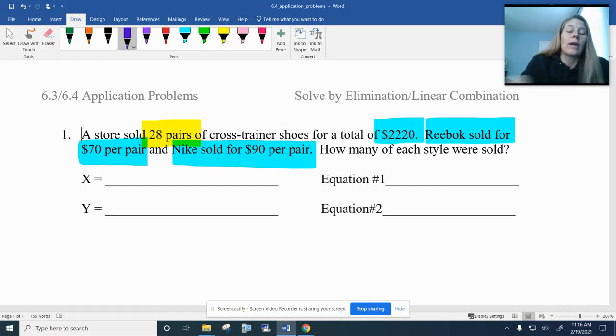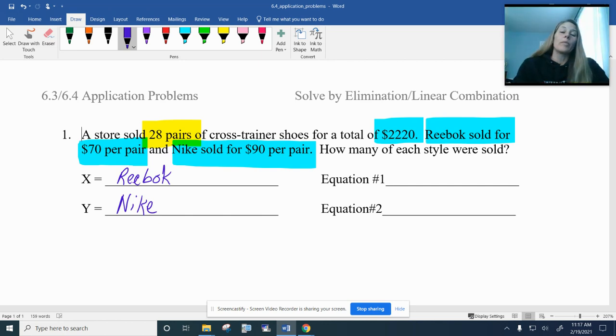Okay, so the first thing we have to figure out is, what are the two different things that we're looking at in this problem? In this particular situation, we're looking at two different brands of shoes. So we would want to give each of those a variable. One of those would be the Reeboks in this situation, and the other one would be the Nikes.